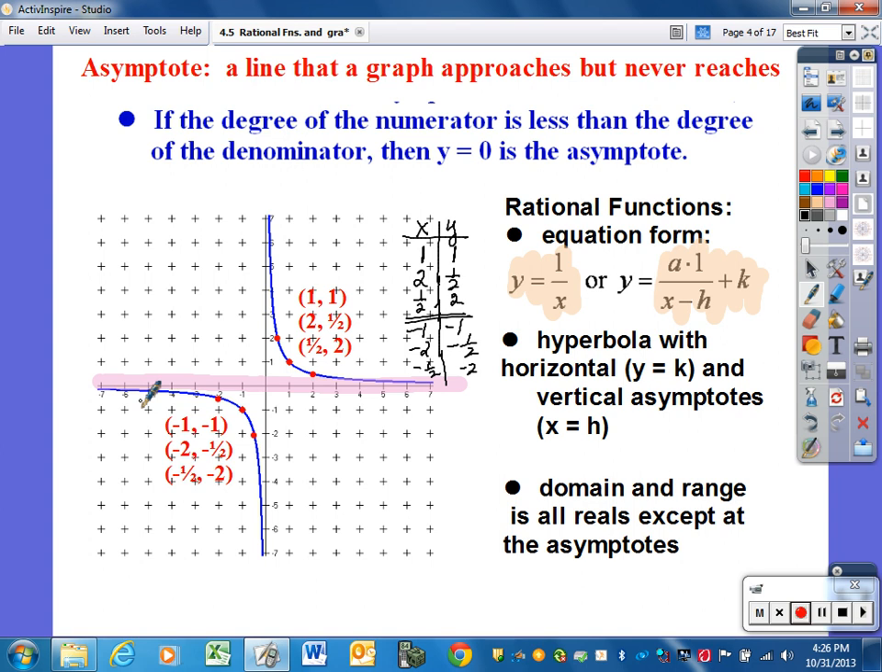Remember that your vertical asymptote is setting your denominator equal to 0. So this would give me x equals 0. So x equals 0 is right here. Remember that your asymptotes are the lines that your graph never reaches. So my graph keeps approaching each of those, but never touches it. The shape of this blue graph is called a hyperbola.